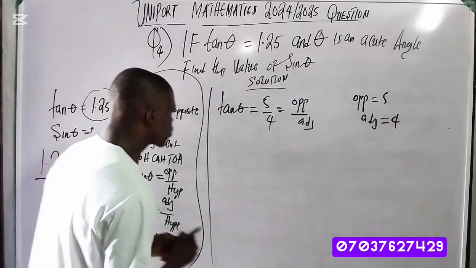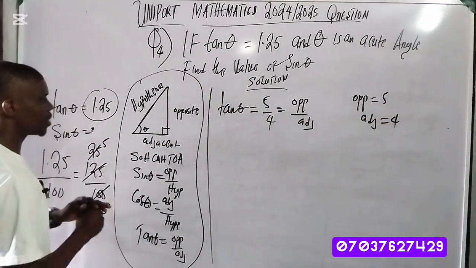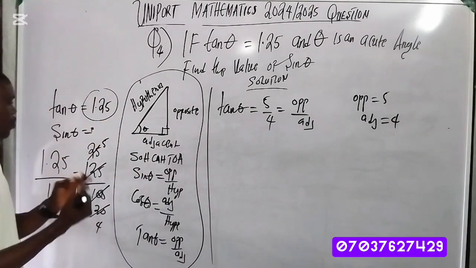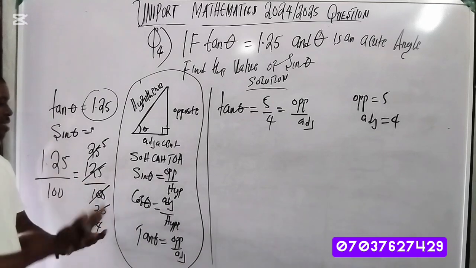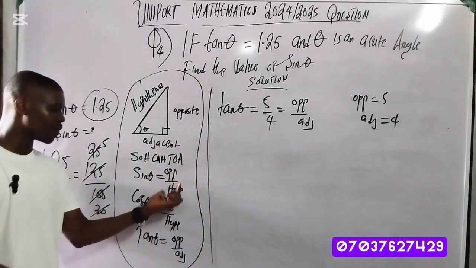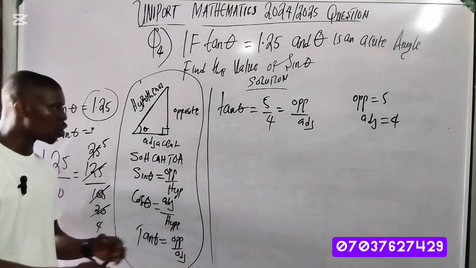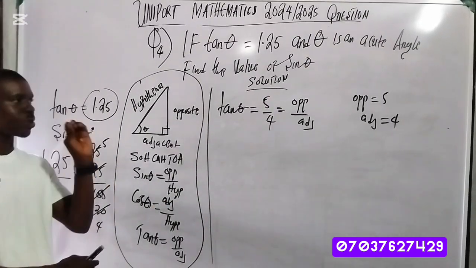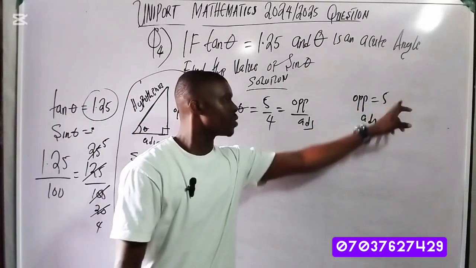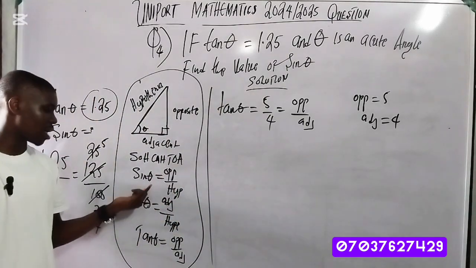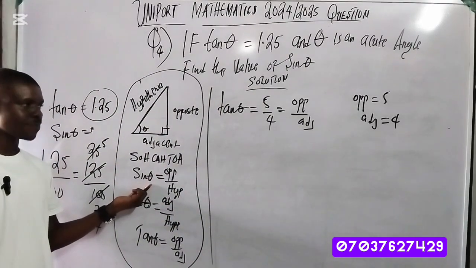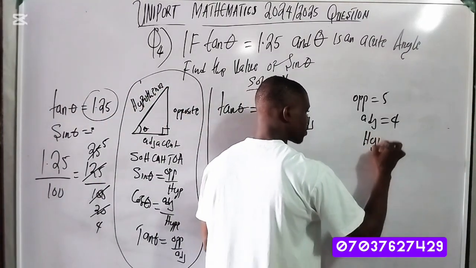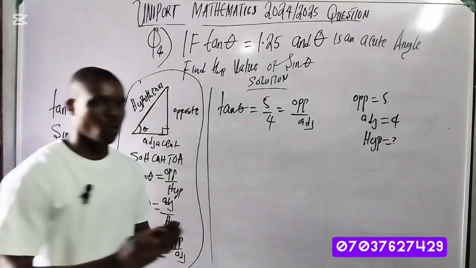Do you see that? Now what I want to do here is find sine theta. And what is sine theta? Sine theta is opposite over hypotenuse. So I need to get the hypotenuse. I only have opposite and adjacent. I don't have the hypotenuse, so I cannot find sine theta yet. I don't know my hypotenuse, so I have to look for it.